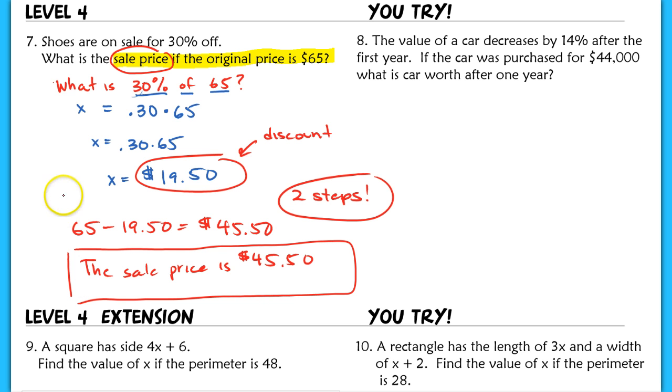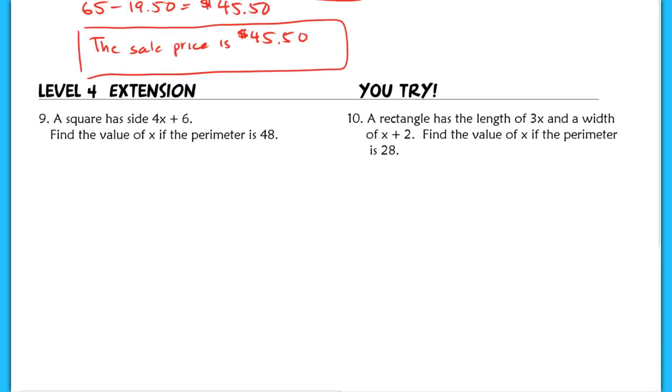Okay, since that was 2 steps, I'd recommend pausing here and maybe replaying something if something didn't quite make sense, but you're going to try number 8 on your own and then check in with me when you turn in your notes. Let's go to the next problem.